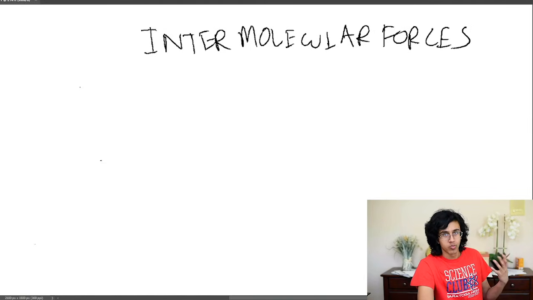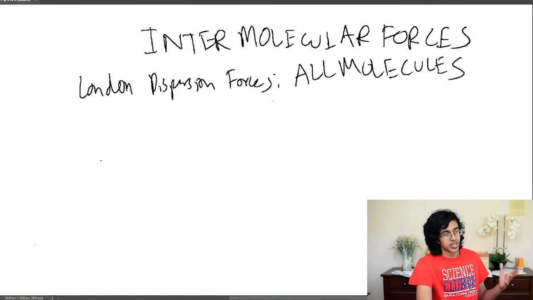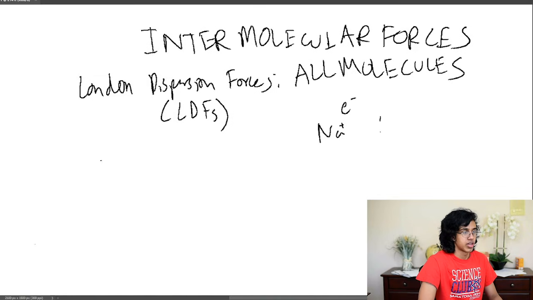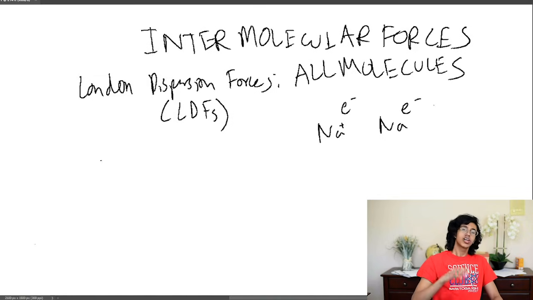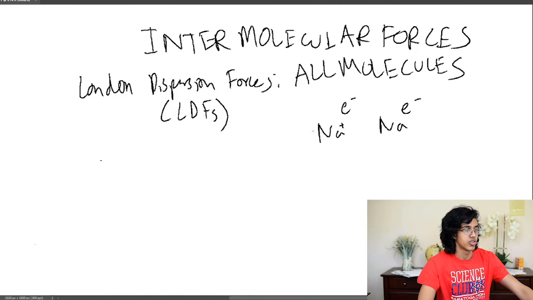So we'll go from weakest to strongest. First, we got London dispersion forces. And these are in all molecules. Once you understand how they work, it's a lot more clear why they're in all molecules and why they're also weak. So basically the way it works is if you have a sodium atom, right, and you got a bunch of electrons floating around, we'll only write one because that's easier to think about, and another one over here. So these electrons are randomly moving, right? So they're just moving around randomly, whatever. But what happens if this electron just randomly, for no reason, moves right here?